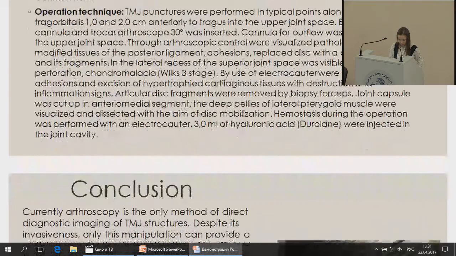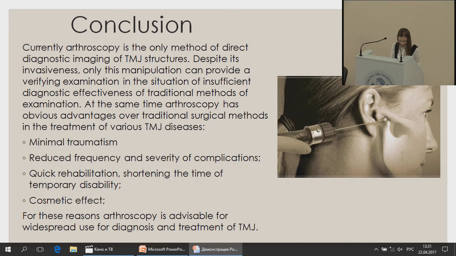In conclusion, I want to say that currently arthroscopy is the only method of direct diagnostic imaging of TMJ structures, despite its invasiveness. And for this reason, it's likely to be used, arthroscope imaging in diagnosis of TMD. So that's all. Thank you for attention.